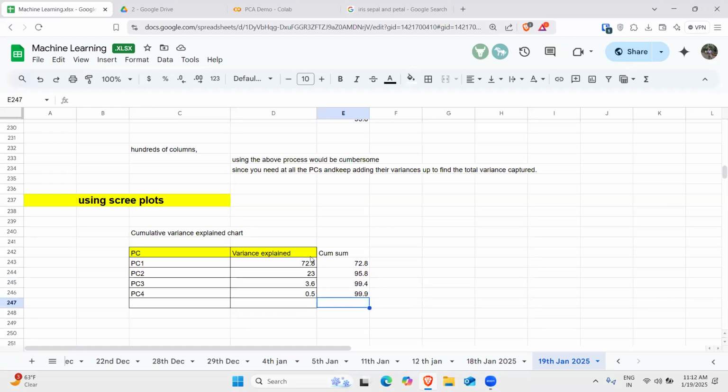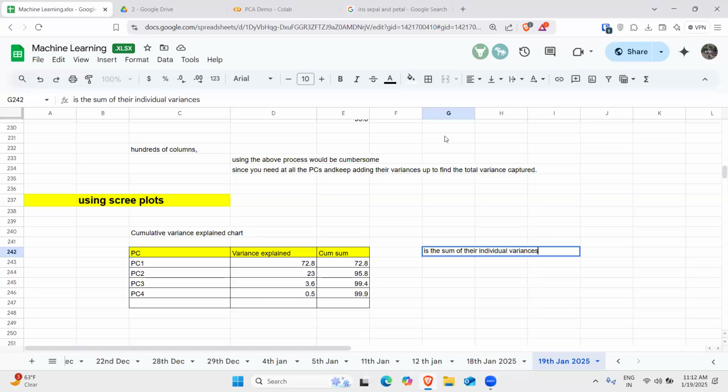So for example, the cumulative variance explained by the top two principal components is the sum of their individual variances. That is given by 72.8 plus 23, this one, right? If you plot the number of components on the x-axis and the total variance explained on the y-axis, the resultant plot is also known as a Scree plot, right?